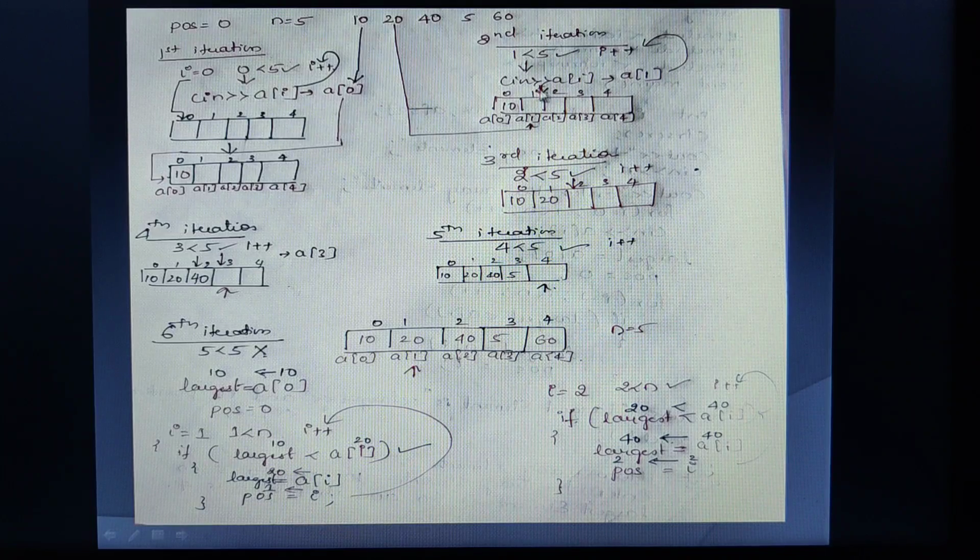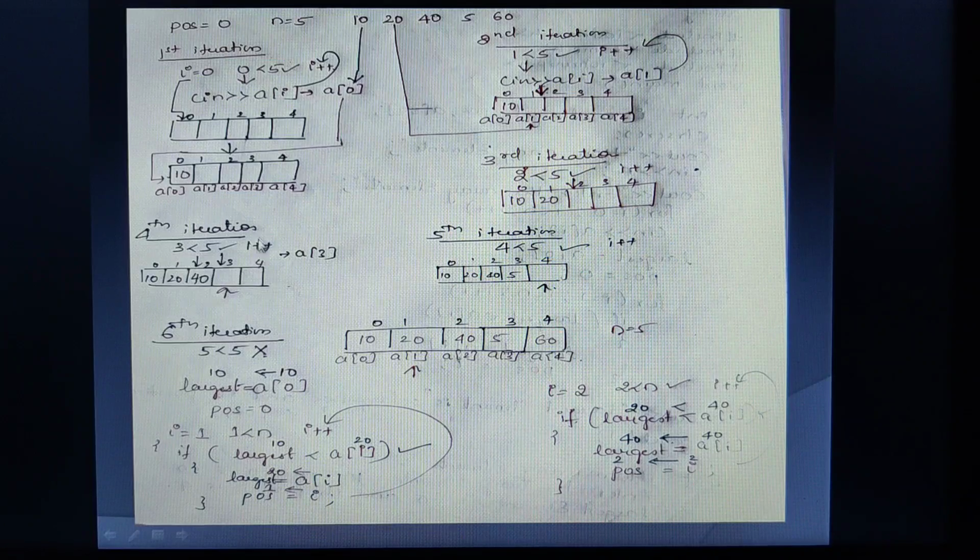Once it is true, what are we executing? Scan in A of 2. That means the element 40 will be extracted and stored in A of 2. After that again I gets incremented. When I gets incremented, I becomes 3 and it will start pointing at the third location. So 3 is less than 5. The condition is true. On satisfying the condition, 5 will be extracted and placed in the location A of 3.